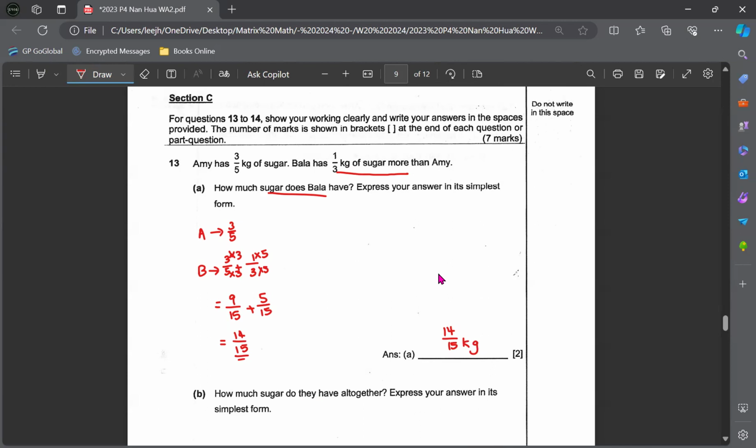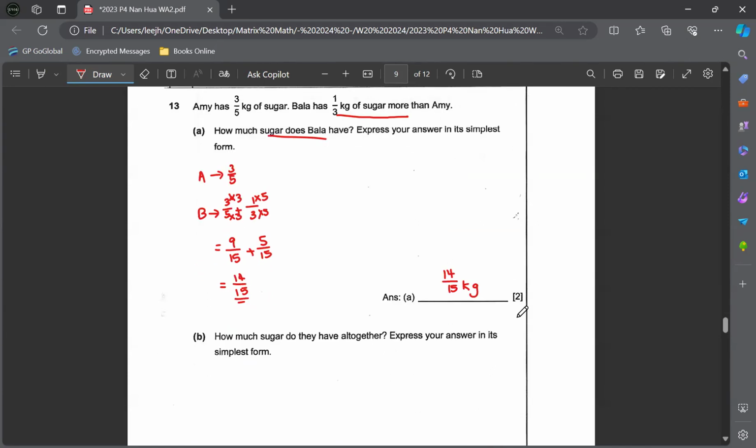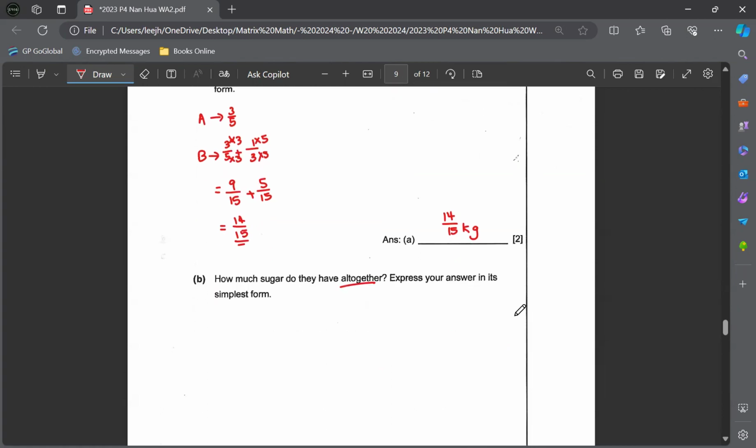Okay. B, how much sugar do they have altogether? Express your answer in simplest form, altogether. So we can see that Amy got 3/5. Bala, we found out he had 14/15. So we just add both fractions. 3/5 plus 14/15. So change this times 3 equals to 9/15 plus 14 over 15, which gives me 23 over 15.